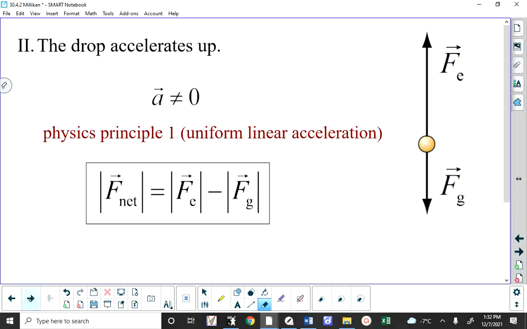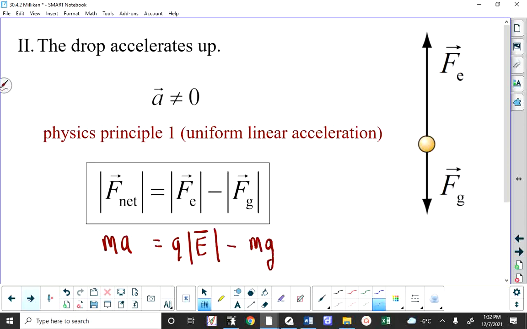What does that mean? Where would you go from there? If you had a problem where you identified that this is the situation, we could write ma equals QE minus mg. And of course, you're not going to confuse g, which is the acceleration due to gravity, with a, which is the acceleration that the drop is experiencing.